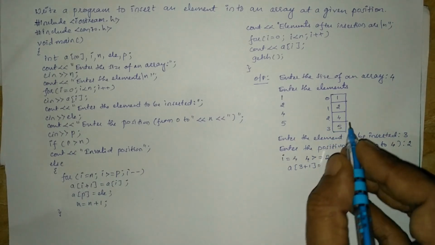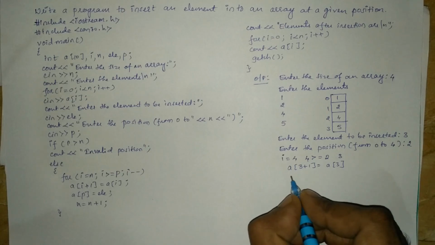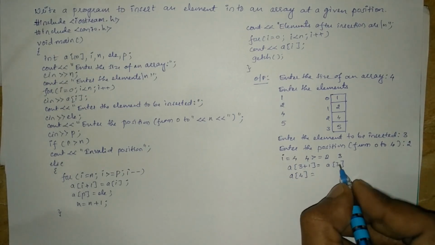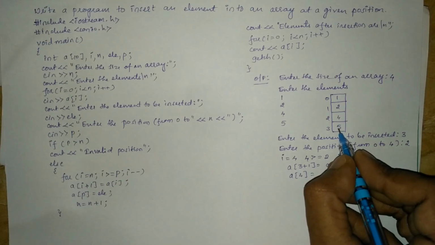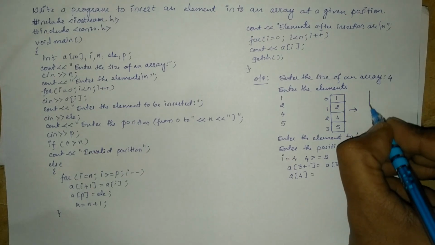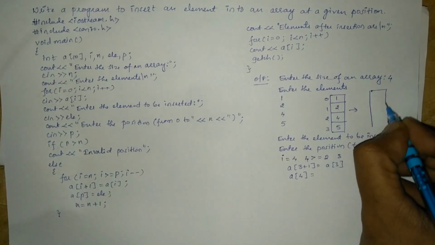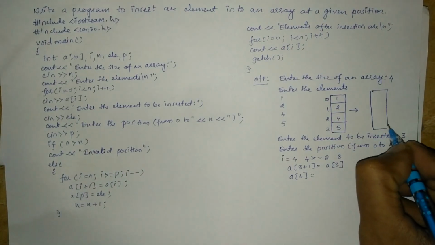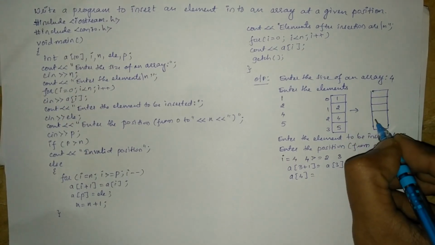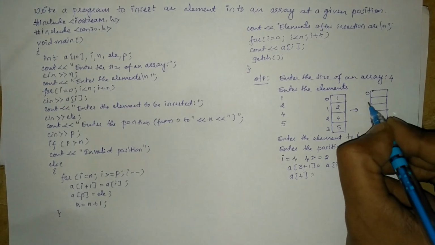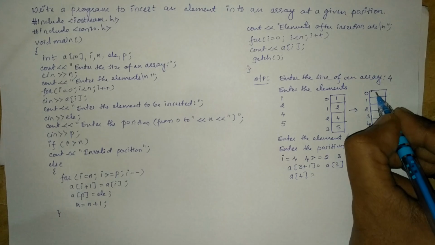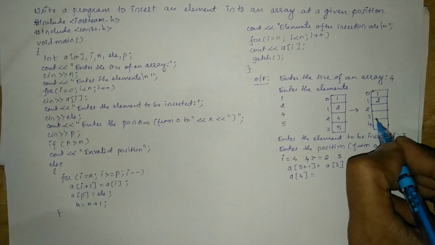So how exactly can you map it over here? Now a of 3 plus 1 is 4, equal to a of 3. A of 3 consists of 5, right? So we will see how exactly it will be mapped in memory: 1, 2, 3, 4 and 5, with index numbers 0, 1, 2, 3, 4. Here elements 1 and 2 will be intact as they are.